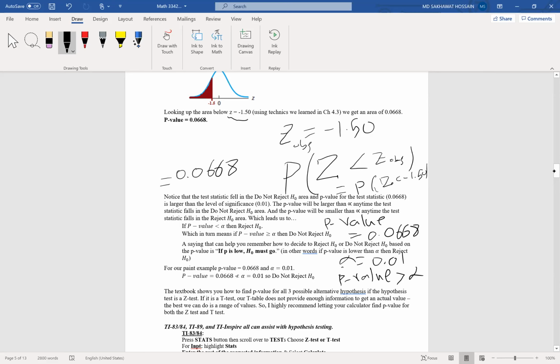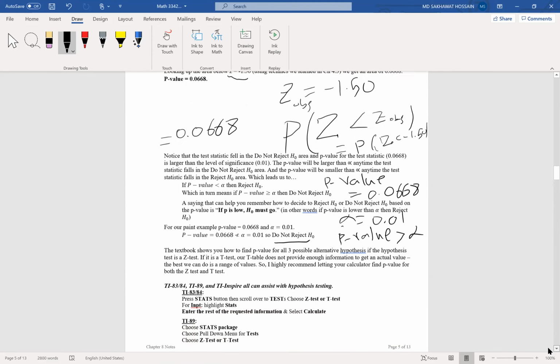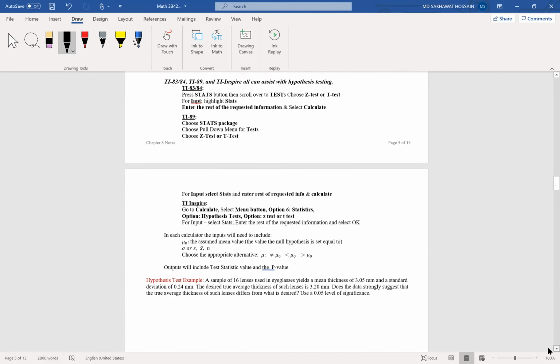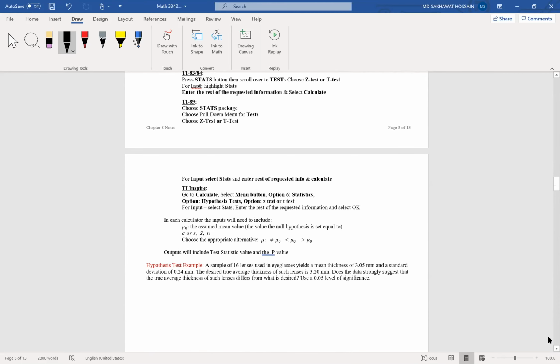So we'll reject null when the p-value is less than alpha, and you will fail to reject null if the p-value is greater than alpha. In this case, we found the p-value is greater than alpha, so we fail to reject null. If the p-value is smaller than alpha, then you will reject the null hypothesis. In the case of a two-tailed test, I'll discuss it later. So how do we calculate the p-value for a two-tailed hypothesis test?